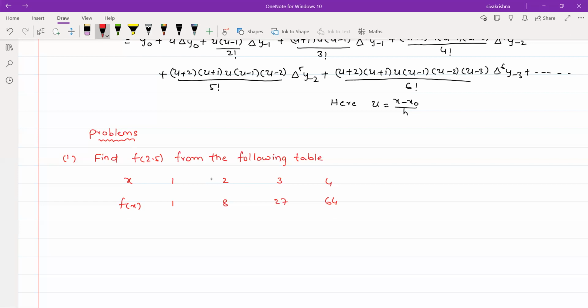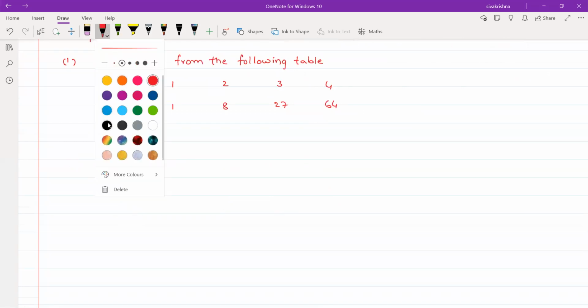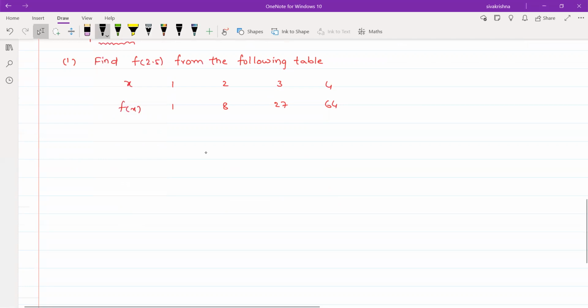Suppose if you want to do this problem by using Gauss backward interpolation formula, then we have to choose x naught as 3. Right. So now I am choosing x naught as 2. So here x naught is nothing but 2. Coming to the solution, let x naught be equal to 2.